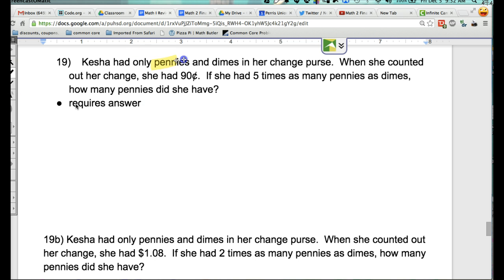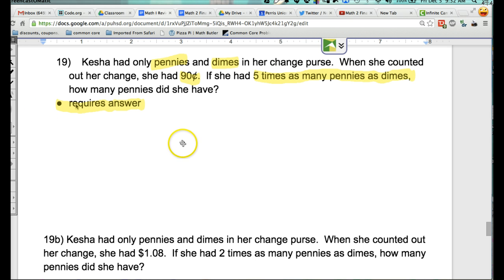Keisha had only pennies and dimes in her change purse. When she counted out her change, she had 90 cents. We have to remember to highlight all the important information. If she had 5 times as many pennies as dimes, how many pennies did she have? I put a star over here and said requires answer, because on your final, it doesn't want you to just write the equation. They actually want you to find the answer.